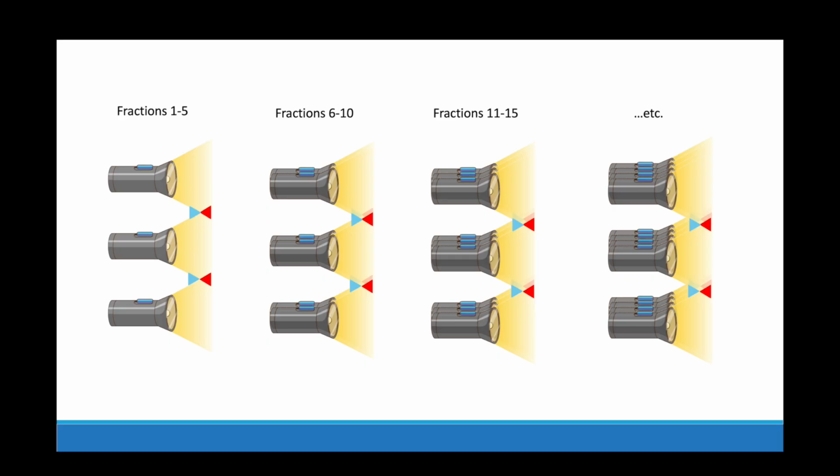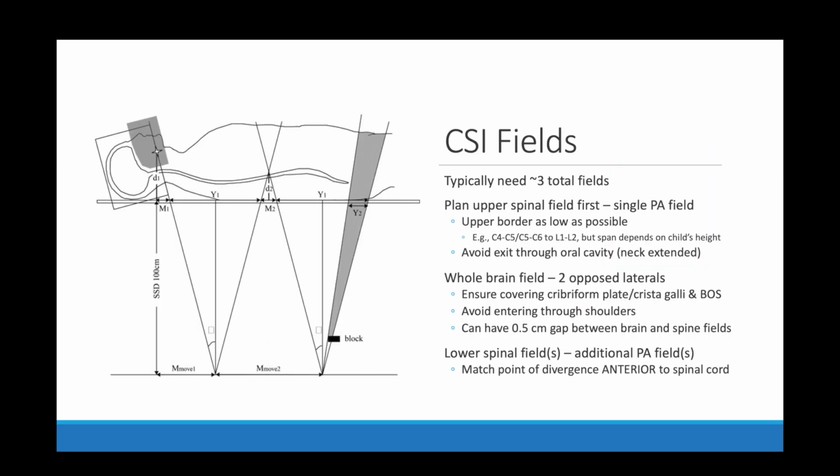Every few treatments, we shift the match line of the fields, and what that does is it shifts where the hot and cold spots are inside of the patient. And over time, rather than treating in the exact same positions for the entire treatment course and having that hot and cold spot be exactly where it was to start with, what we do is we shift where the hot and cold spot is every few treatments, and that ends up creating a more homogeneous dose distribution. So hopefully that gives a good broad understanding of what we're trying to achieve with CSI.